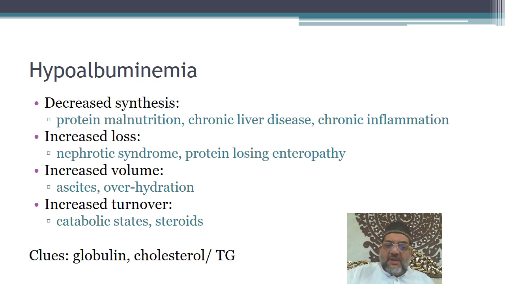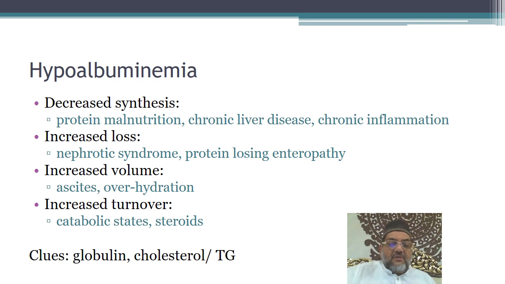So hypoalbuminemia can be due to decreased synthesis because of malnutrition, chronic kidney disease, chronic inflammation; increased losses, such as in nephrotic syndrome and protein-losing enteropathy; increased volume, such as in patients with decompensated liver disease having a lot of ascites; and catabolic states, steroids. So we can measure globulin, and we can measure cholesterol and triglycerides, which will help us in deciding whether the liver synthetic functions are compromised or not.